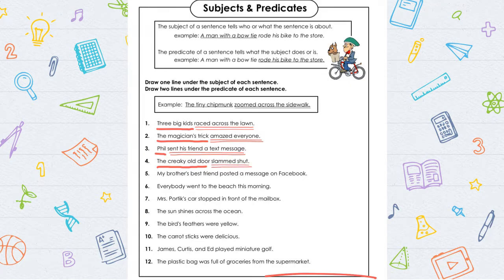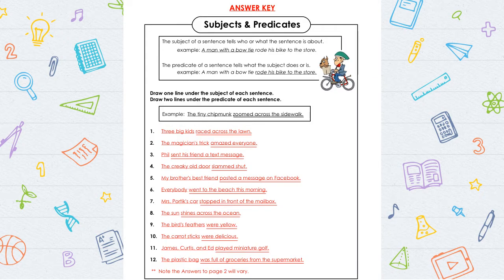Now I'd like you to stop this video and try identifying the subject and predicate in sentences 5 through 12. Okay, let's see how we have done. Please use the following answer key to mark your work.